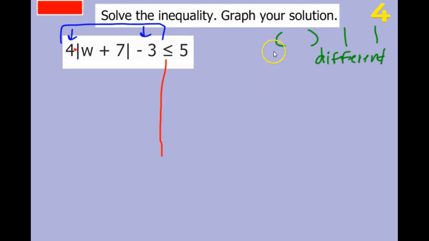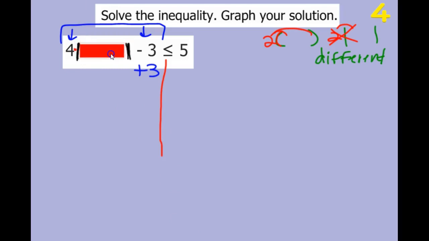You cannot multiply absolute value. No, no, no, no, no. You can multiply parentheses. So you can't multiply this because this is our shower door. You got to get rid of it by adding or subtracting or multiplying and dividing. So first, to get rid of this negative 3, I'm going to have to add 3.